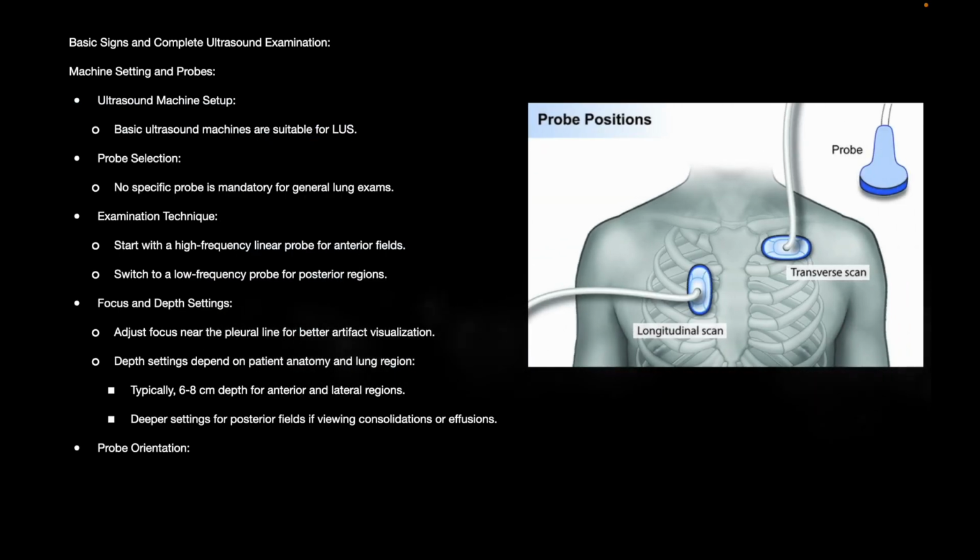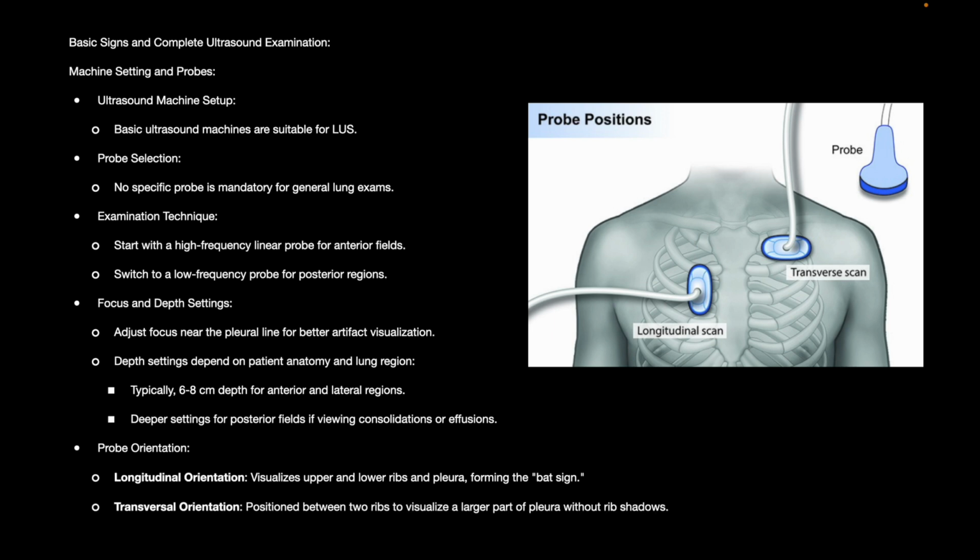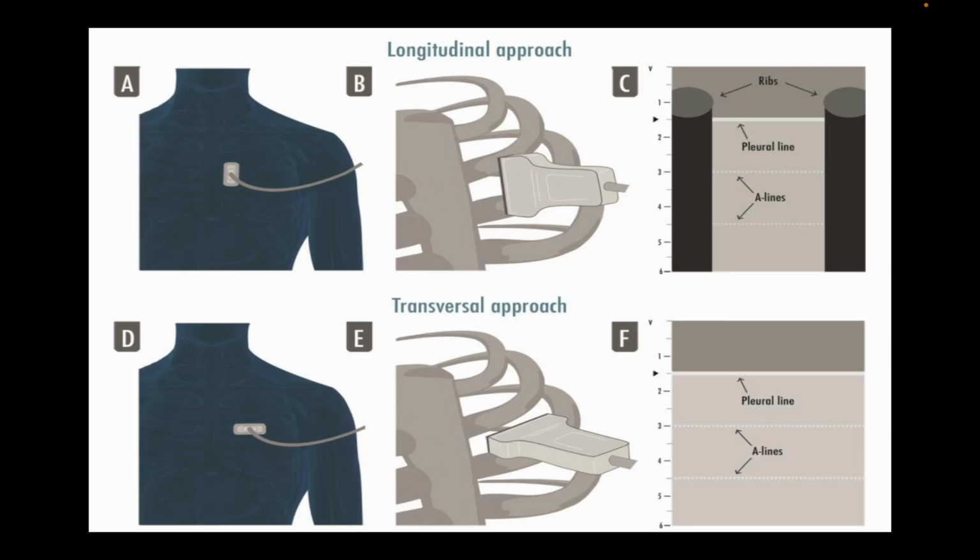The orientation of the probe can be either transverse or longitudinal, as has been shown over here. Longitudinal visualizes the upper and the lower rib and the pleura, forming the bat sign. We will show this in a better way. In the transverse, you position it between the two ribs and try to see entirely the area between the two ribs, that is the lungs of that area. So this is how it is done.